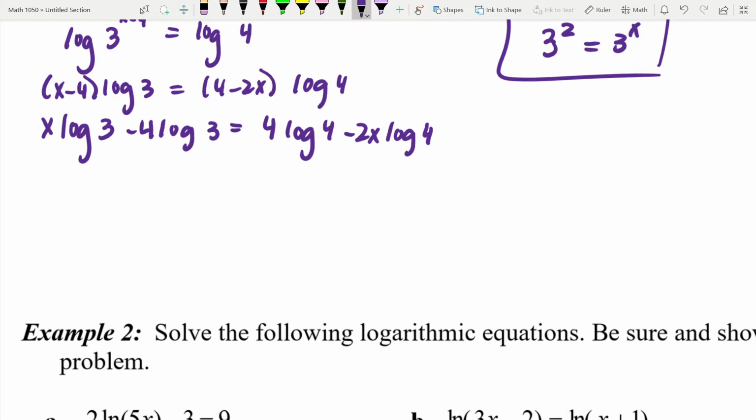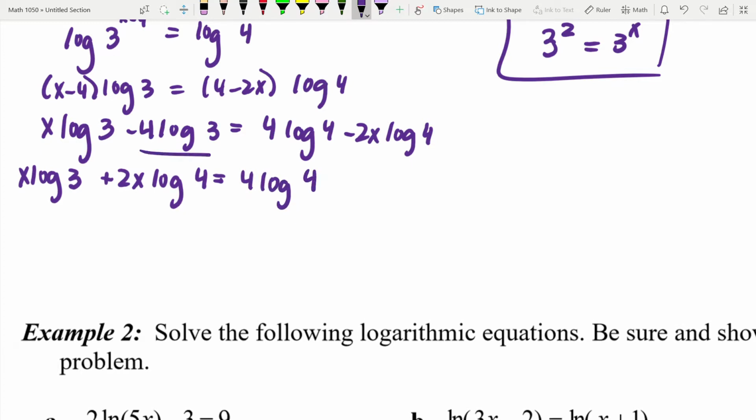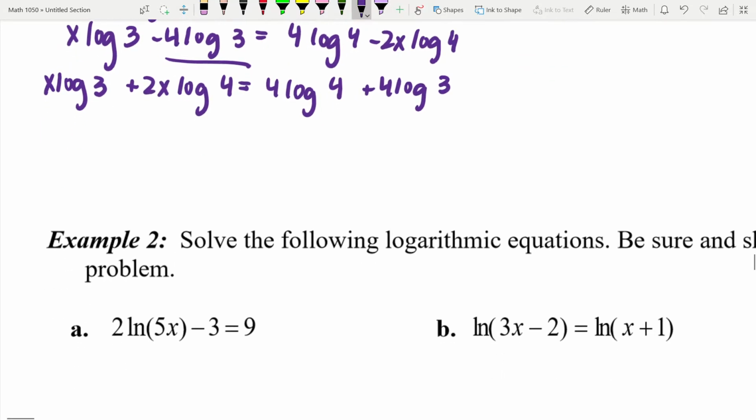You have got to know how to do this. Think. Don't just write. I need you to think. What's the next thing we do? Say it in a general way. X is on one side. Keep going with that sentence. Non-x is on the other, right? So now you have x log 3. Bring that negative 2x log 4 over and make it a plus 2x log 4. See the 4 log 4 that's on the right? Leave it there. The negative 4 log 3 comes over to the right and becomes a positive 4 log 3.